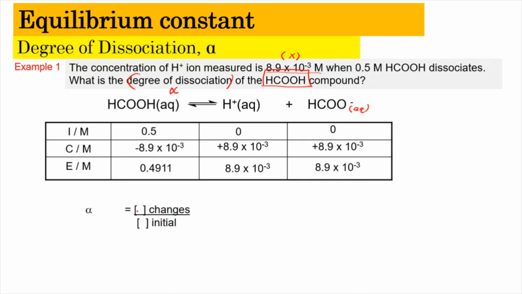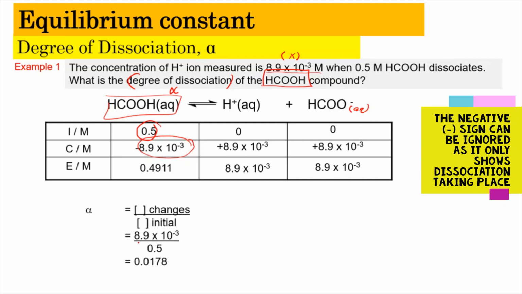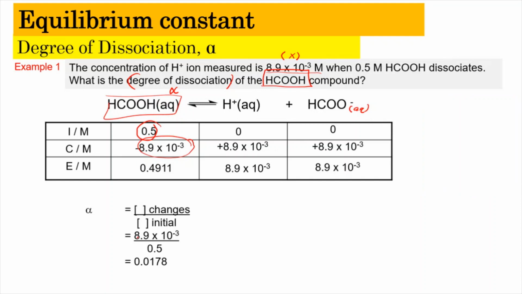So the change in the concentration is 8.9 times 10 to the power of negative 3. And then our initial concentration is 0.5. Okay. So once we do the maths here, we're going to get alpha to be 0.0178 without any unit, because the concentration unit and the other concentration unit are going to cancel out. So we don't have any unit for the degree of dissociation. And we can know that the methanoic acid is a very, very weak acid because it only dissociates partially by itself.